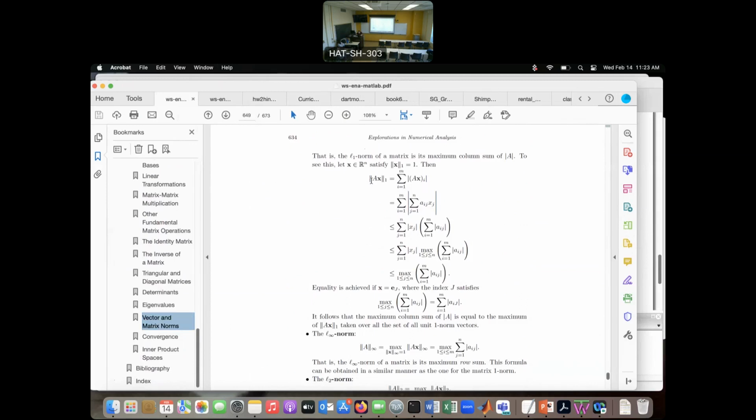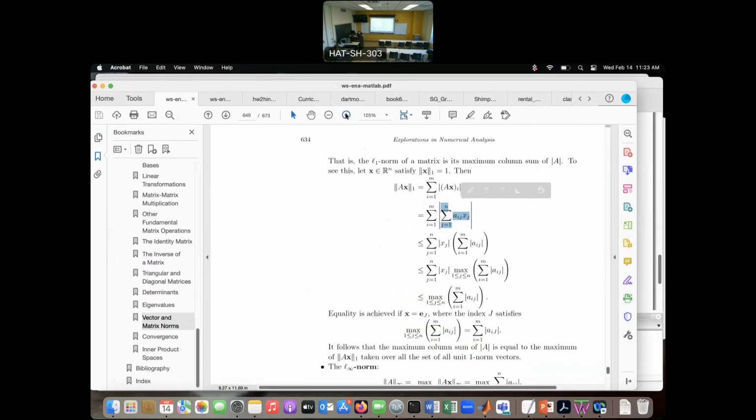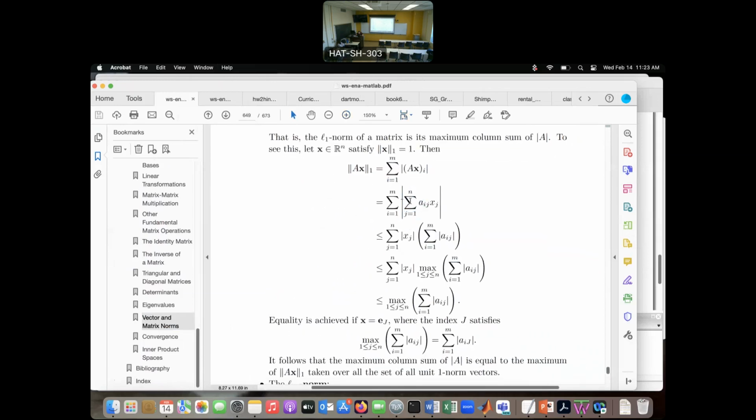So what I need to do is look at the one norm of A times X, where X is any unit vector. Because X has a one norm equal to one, it means that the sum of all the absolute values of the entries of X has to be equal to one. So I can break down the one norm of A times X. Well, that's the sum of all the absolute values of all the components of A times X. But then I can express the elements of A times X using the formula for matrix vector multiplication.